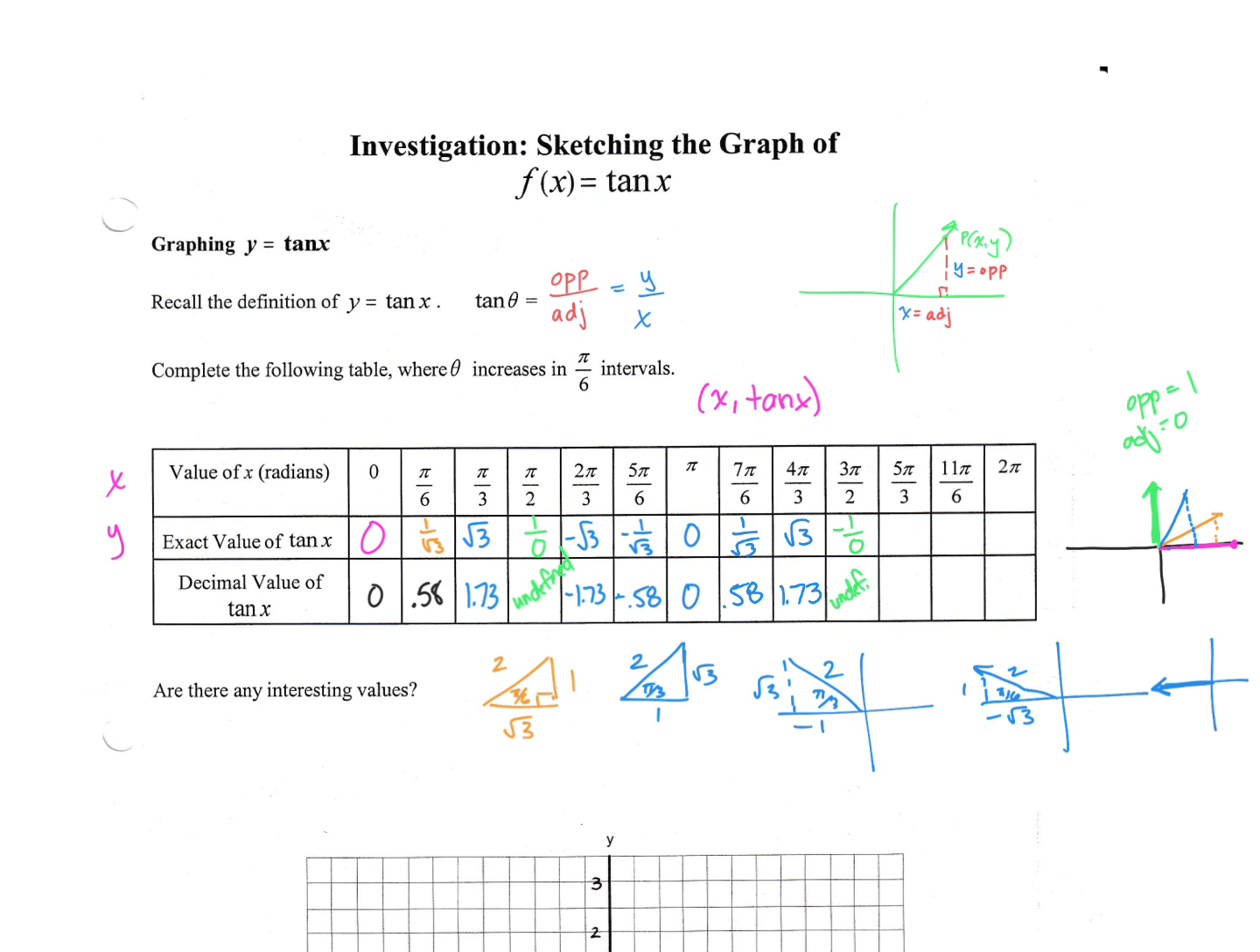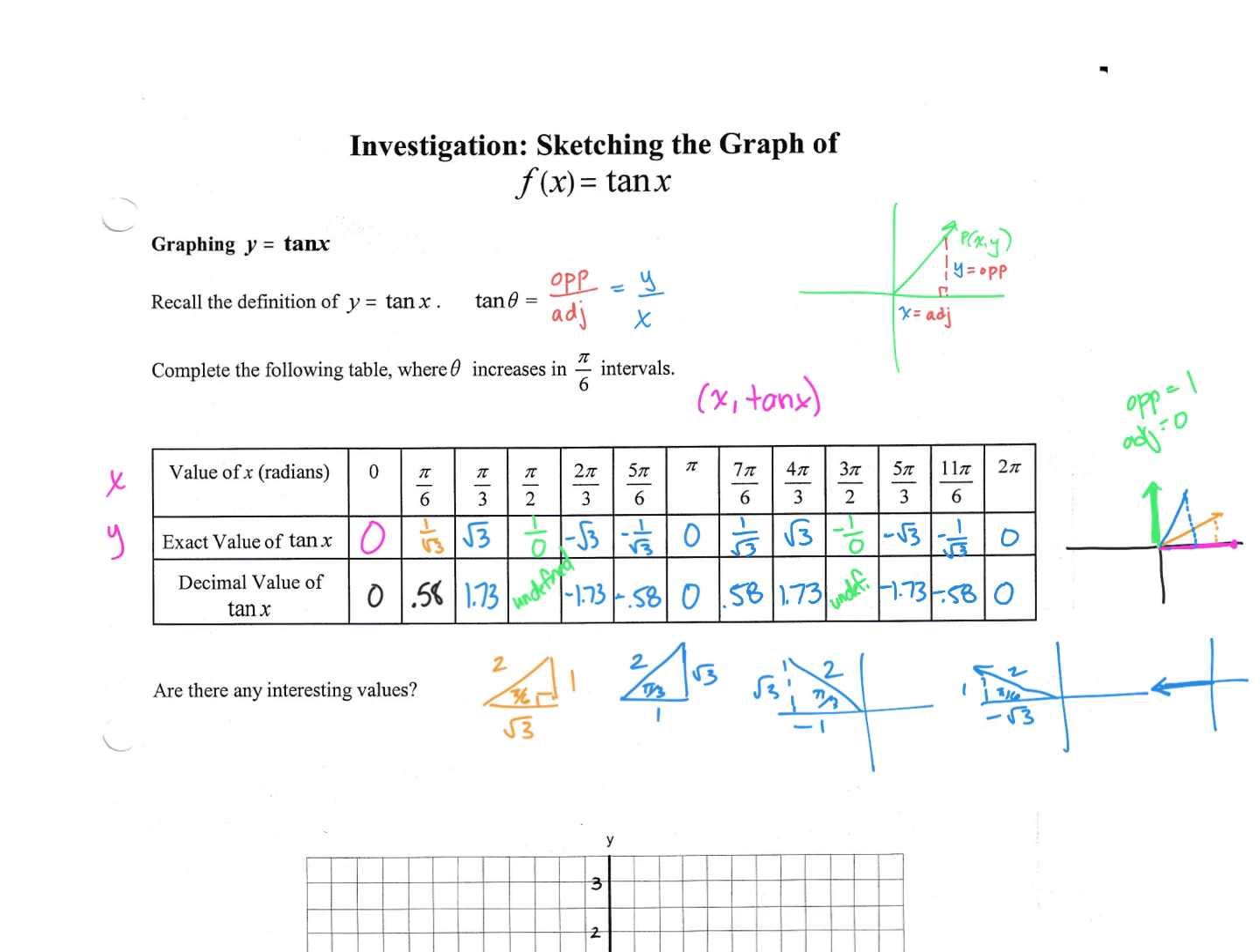And then I'm going to continue into the 4th quadrant. 5π/3. Opposite over adjacent will give me a -√3. And then I can continue on. And then I'm back to 2π, which should give me the same value as 0 did because it lies on the same terminal arm.